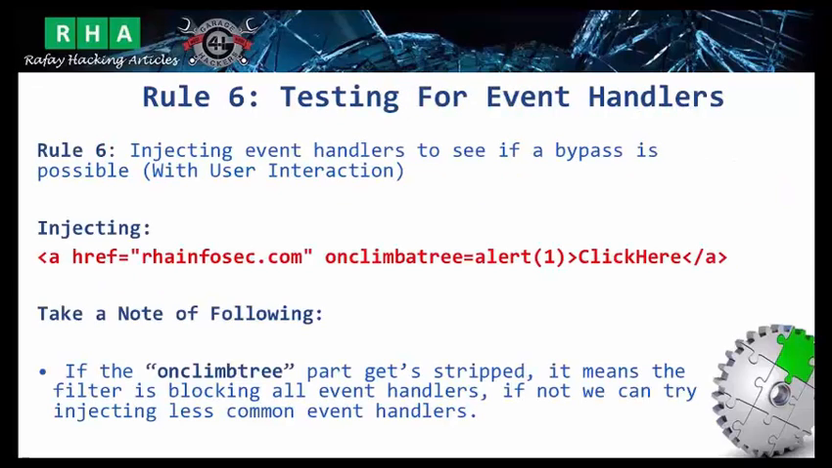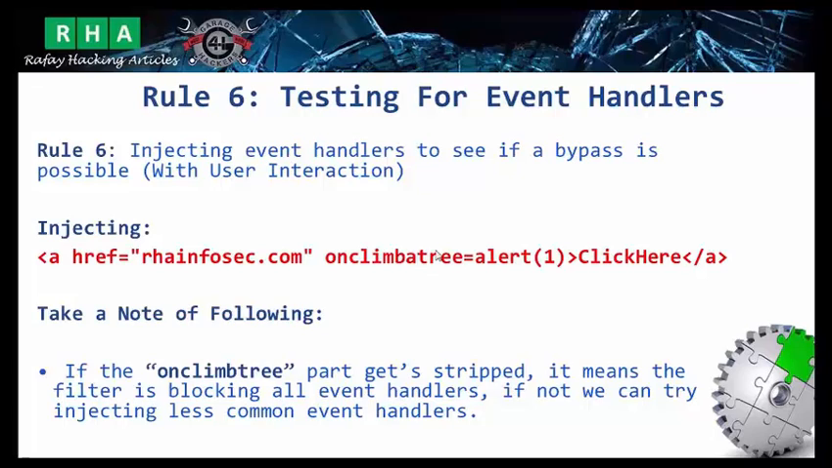So once you are done testing, in case the WAF is blocking everything up till rule 5, we will begin with rule 6. Let's suppose you're not able to inject anything over here, so we will try by injecting an invalid event handler. As per the HTML specs, all event handlers must begin with the on keyword. So what we are injecting here is onclimbtree, which is not a valid event handler, to check if the filter is configured in a way to block anything followed by on characters, and we will take a look at how this works.